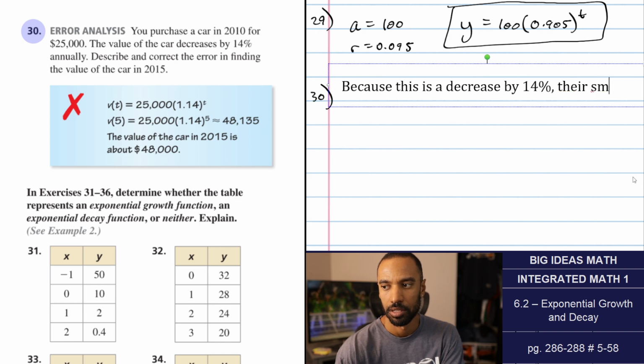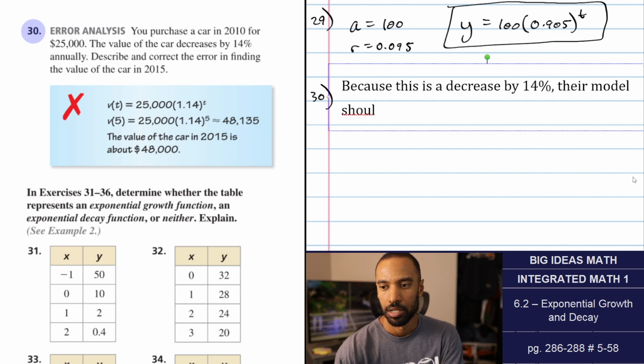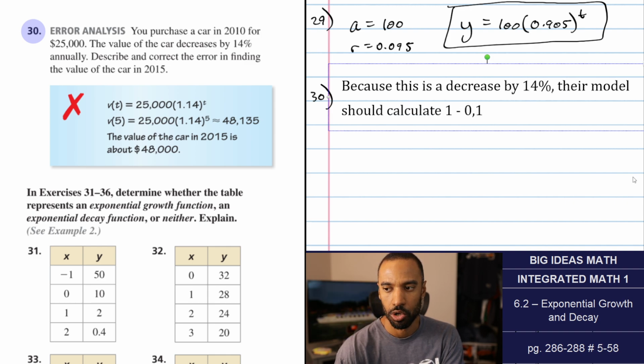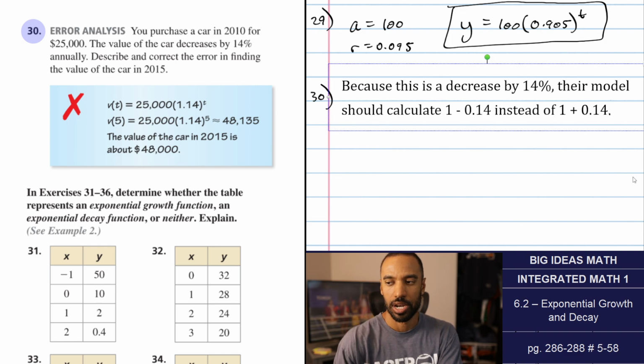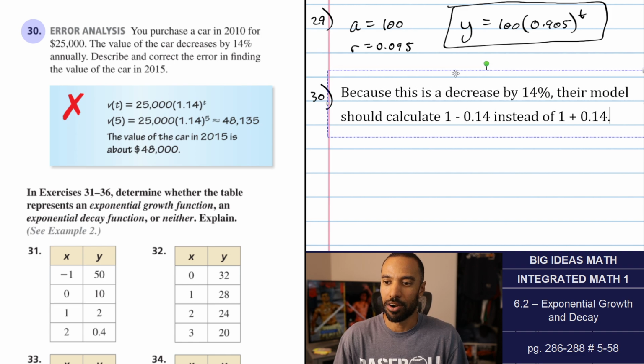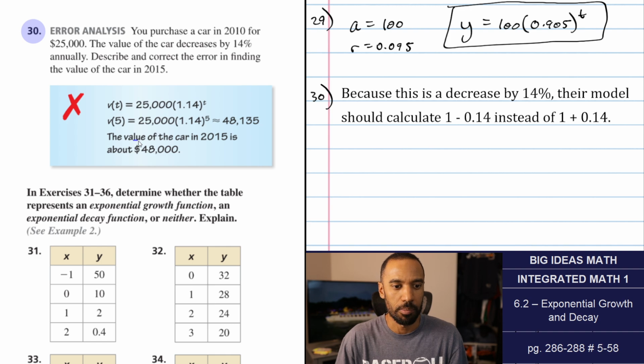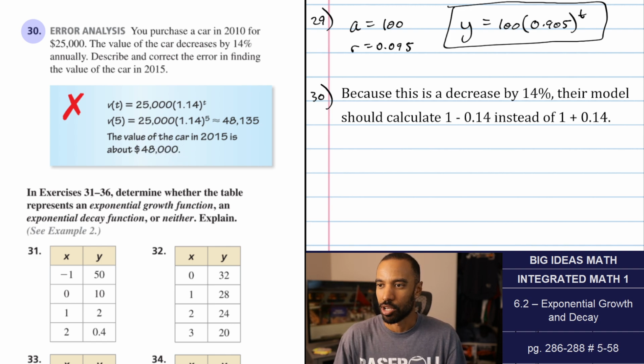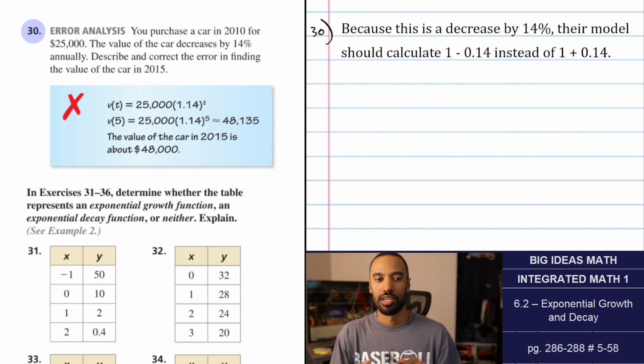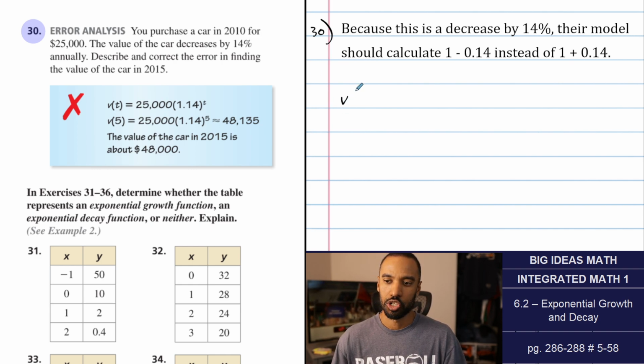Their model should calculate 1 minus 0.14 instead of 1 plus 0.14. You should end up getting, well, here's the thing, right? Their final amount, and that's why I kept mentioning double checks, their final amount is more than the initial car amount because they increased it by 14% every year. It should be a lesser value, right? So that's part of their double check. So our v of t actually should be 1 minus 0.14, which is 0.86.